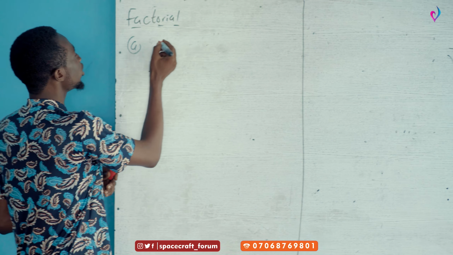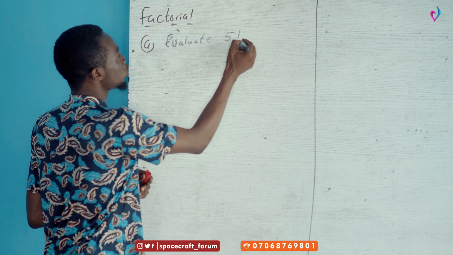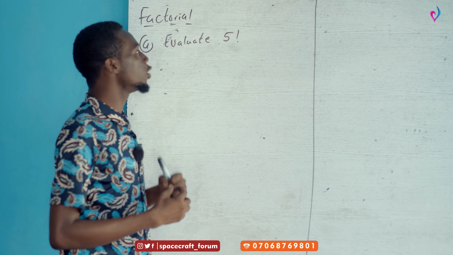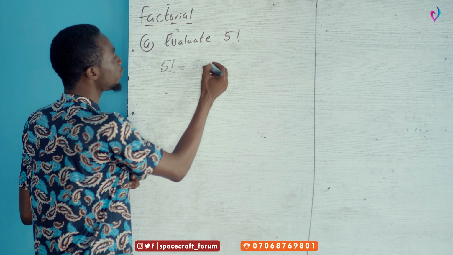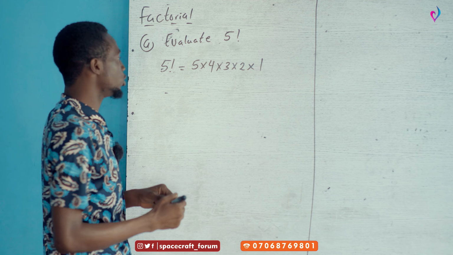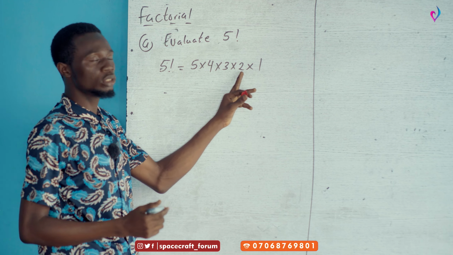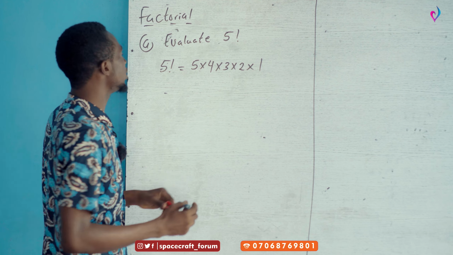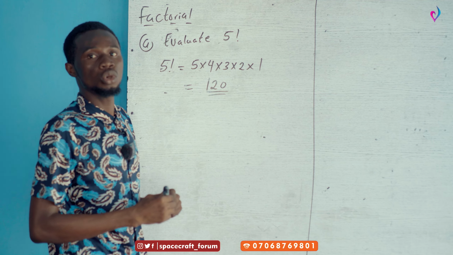Look at this question. Evaluate 5 factorial. Mind you, I said factorial is what? It is the multiplication of positive consecutive integers. So your 5 factorial is equal to 5 times 4 times 3 times 2 times 1, in descending order. You can see that they are going in descending order. The next number after 5 is 4, after 4 is 3, after 3 is 2, and after 2 is 1. Your 5 times 4 times 3 times 2 times 1 is equal to 120. So automatically 5 factorial is equal to 120.